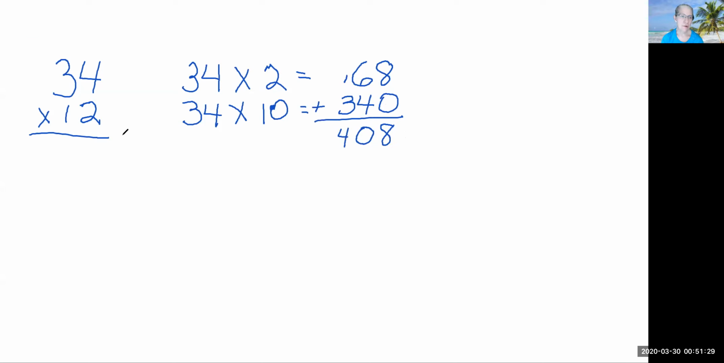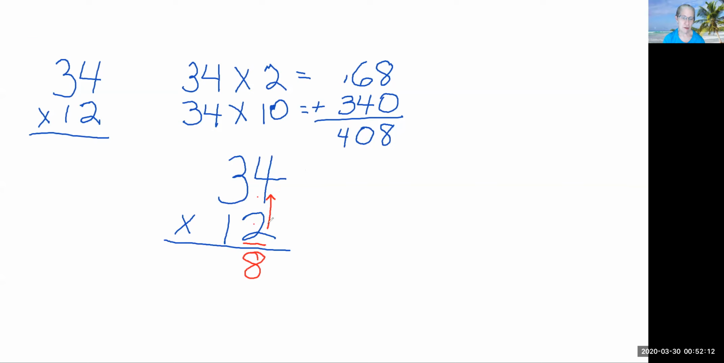Okay? But there's an easier way to get this answer. There are several methods for multiplying 34 times 12. The first thing we're going to do is look at the bottom number of your two-digit numbers, the ones place, and multiply the ones place on the bottom by the ones place on the top number. So let's do that. 2 times 4 is 8.